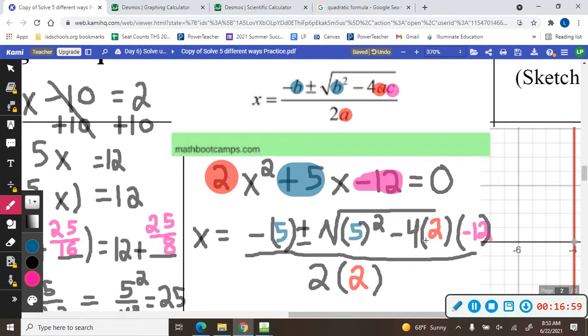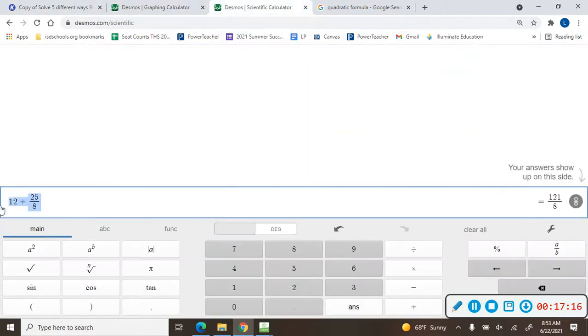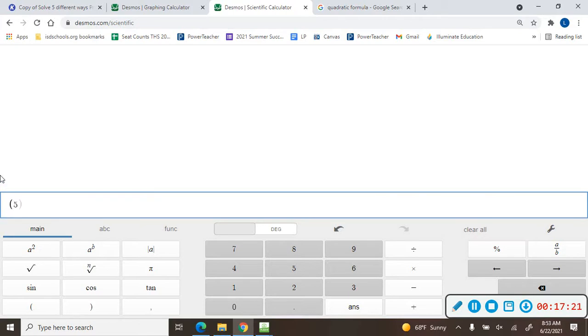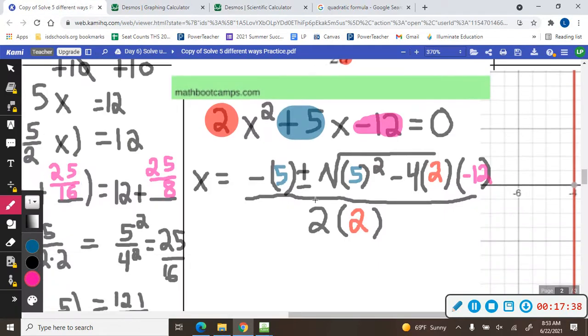Now I would encourage you just to type this part in your calculator if you need to. If this is 25, and then negative 4 times negative 12 is 48. 48 times 2 is 96. So you get 25 minus 96. But if you need to, just type it in your calculator. 5 squared minus 4 times 2 times negative 12. You get 121. So all of this becomes 121.